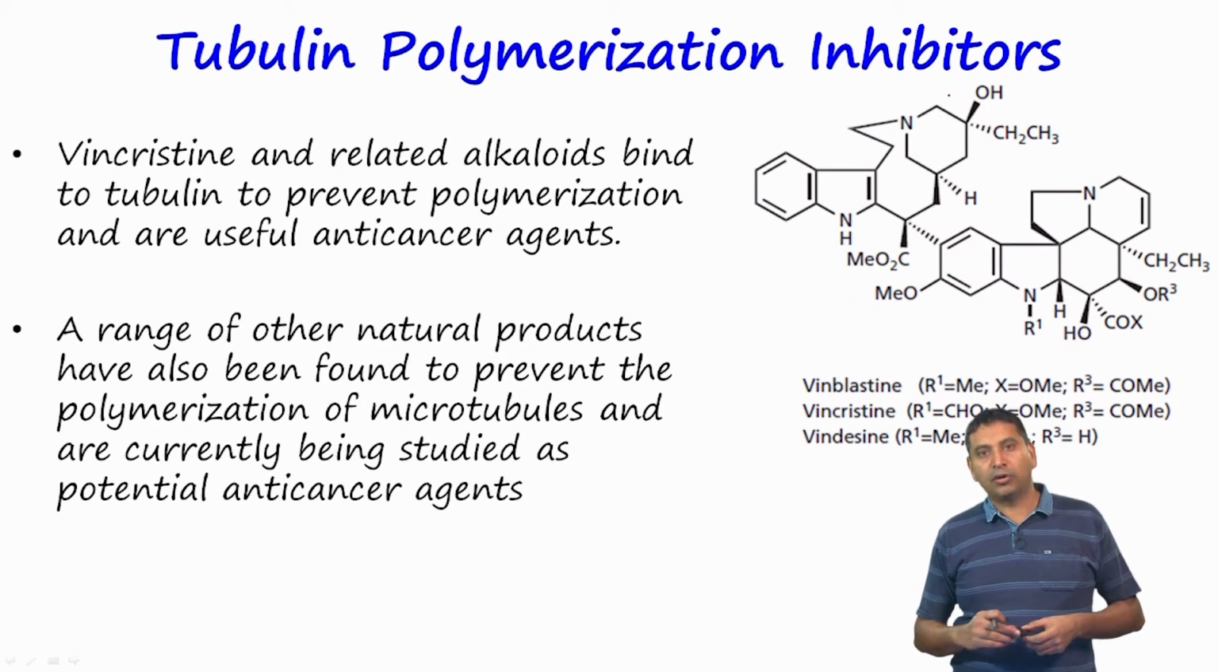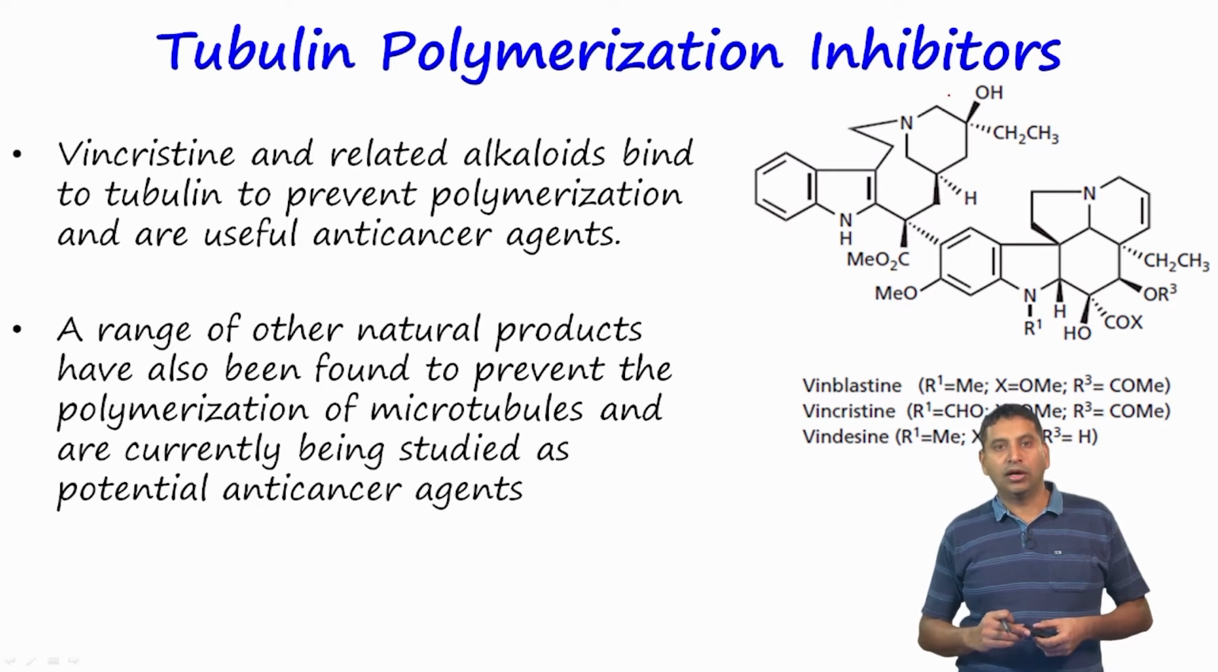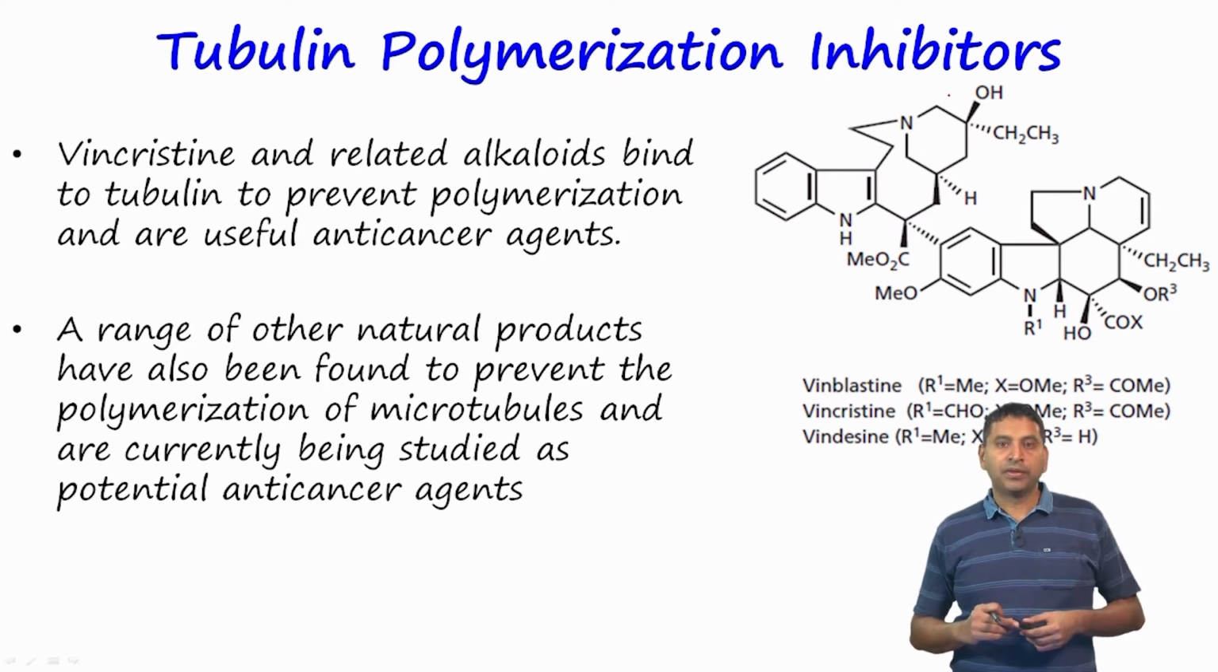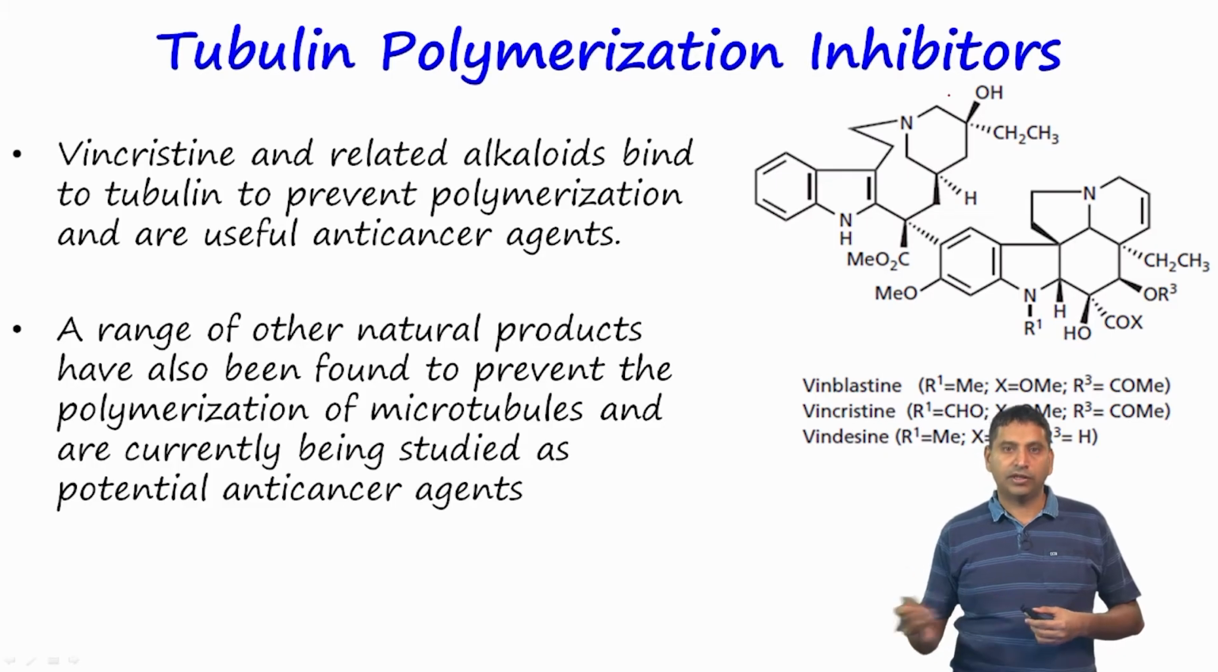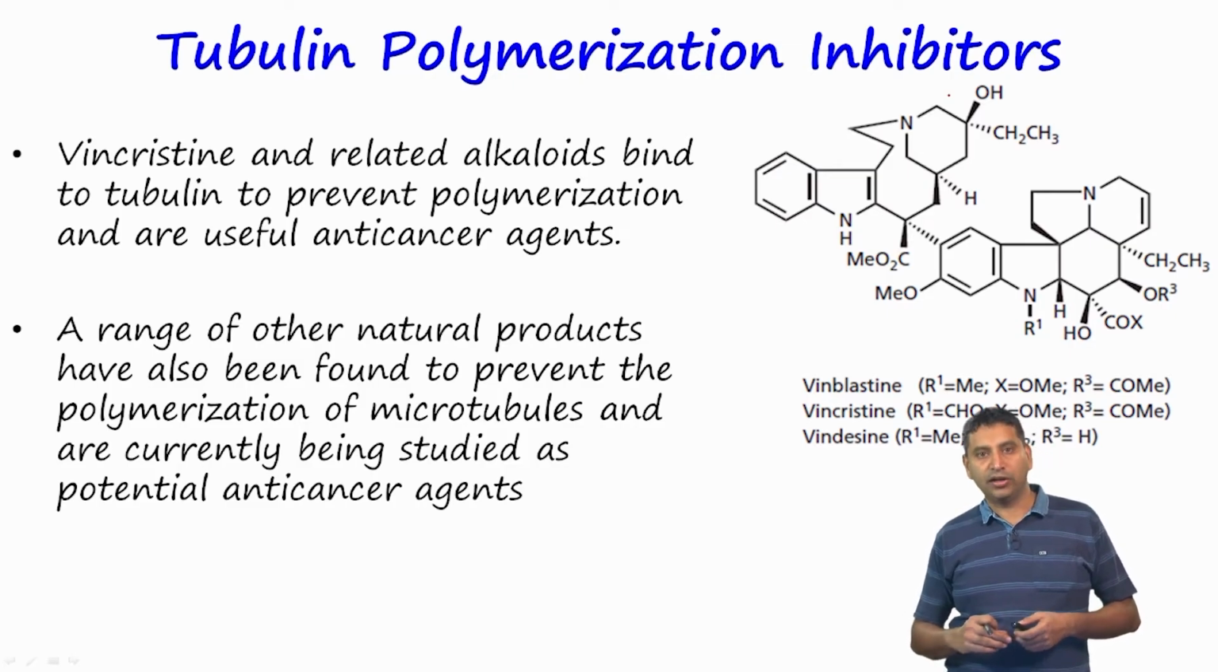There are other natural products and natural product-like molecules which are also known to have tubulin polymerization activity. An example is vincristine, vinblastine and so on. These are alkaloids extracted from natural sources, and they bind to tubulin and prevent the polymerization. These complex molecules have very useful anti-cancer activity, and some of their analogues are being studied as potential anti-cancer drugs.